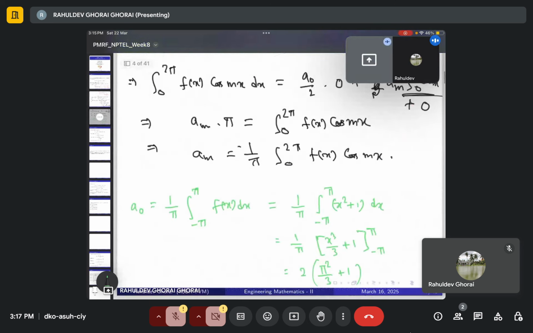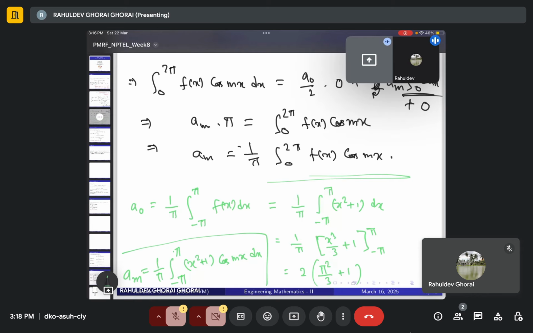Similarly, you find an. What will be an? Just put the value of f(x) here. In this question, an will be 1 by pi times the integral from minus pi to pi of f(x), which is x square plus 1, times cos mx dx. I am writing it, you just evaluate it. That will be this.